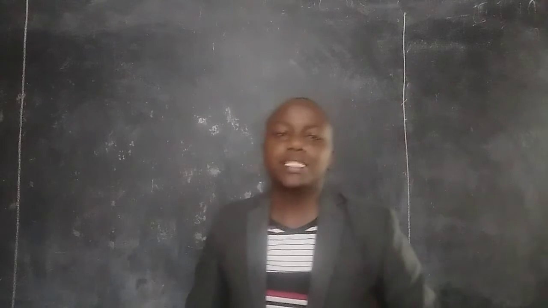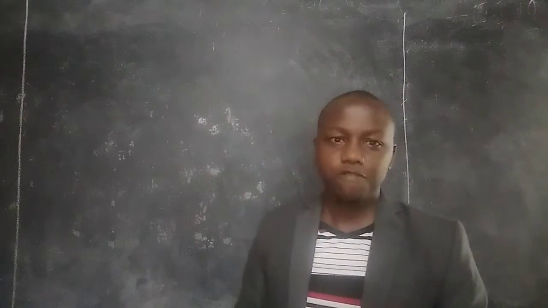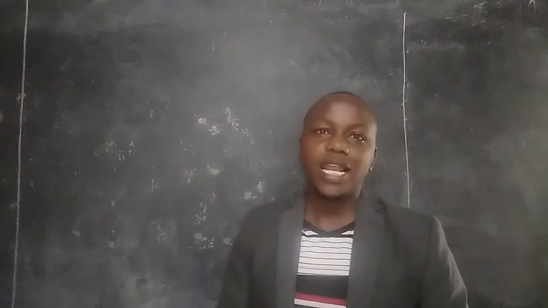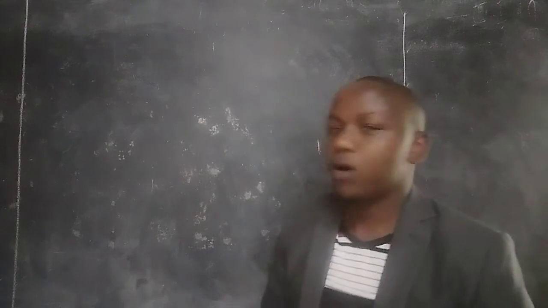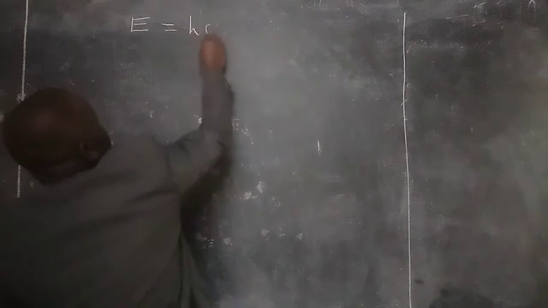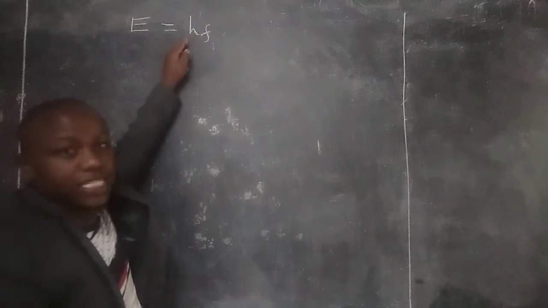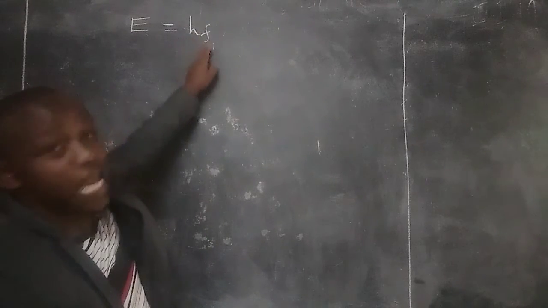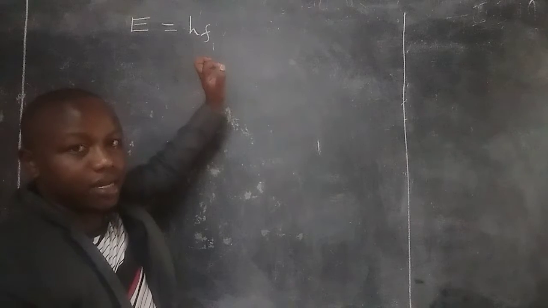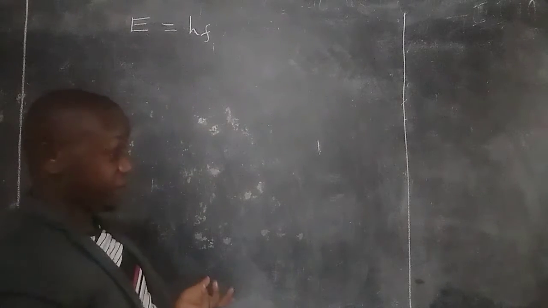We are going to look at Einstein's equations of photoemission, whereby we're going to analyze them graphically. So, trying to relate the equation, we know that energy is first of all given by hf, whereby h is the Planck's constant and f is the frequency of the radiation causing photoemission.